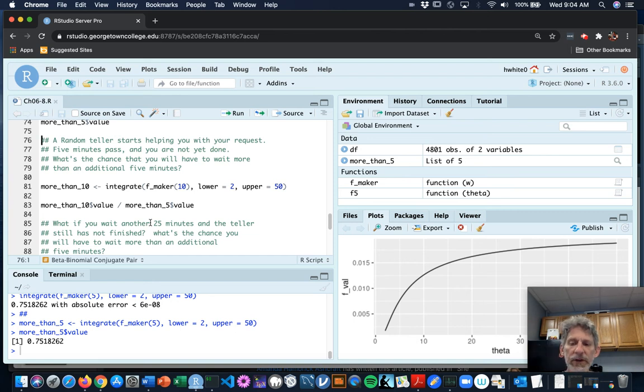You're in a different situation now. You've got a teller assigned to you. There's not a range of theta values out there. There's one particular theta value out there, and the chance for that teller to take an additional 5 minutes is not the same as this kind of weighted chance that we computed for the tellers to take more than 5 minutes. So we have to think about this differently.